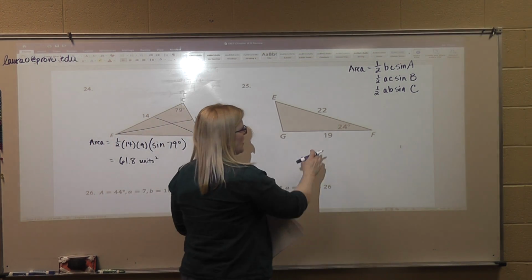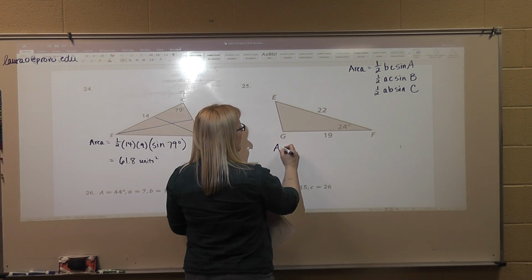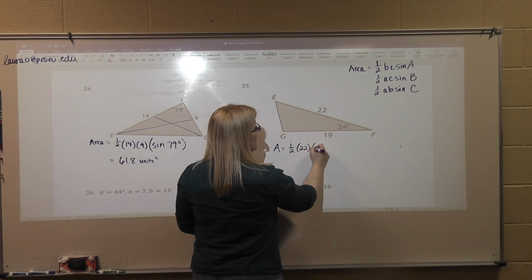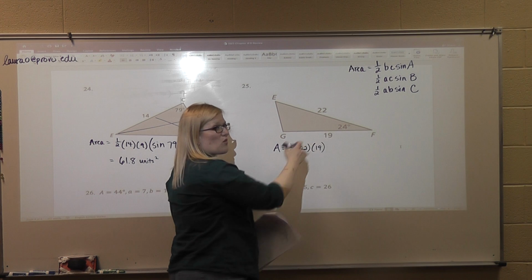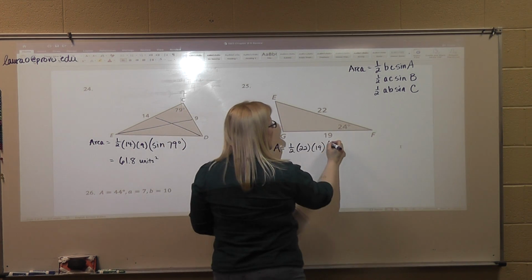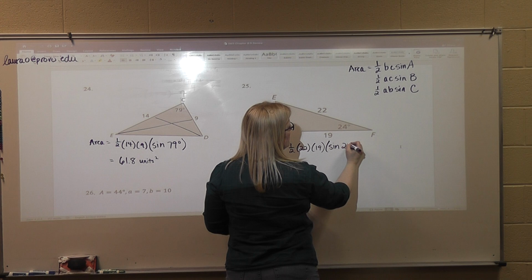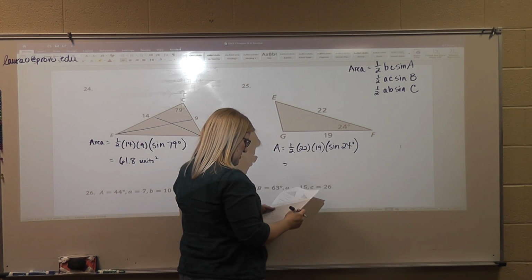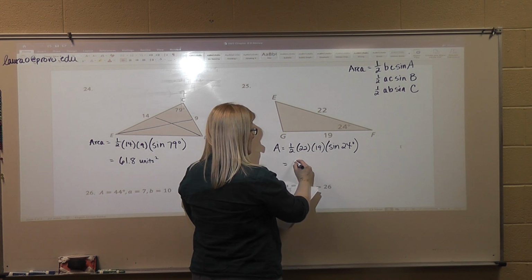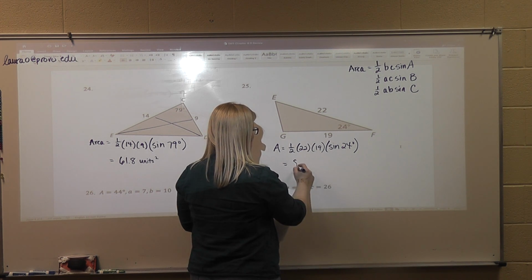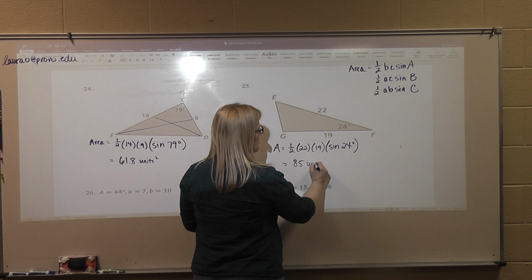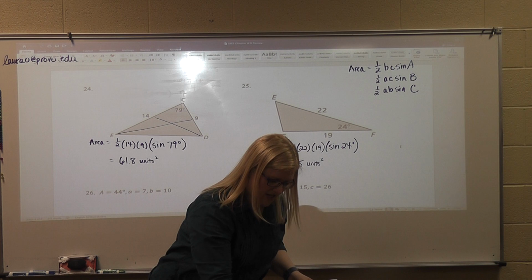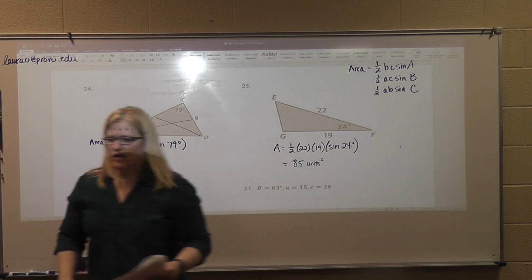Okay, and over here, I have area equals 1/2 times, I can do 22 times 19. It doesn't matter what order. Okay, times sine of 24 degrees. And this one, I get 100, just kidding, I was looking at the wrong one, 85 units squared. All right, we'll move on to the next ones here in just a minute.